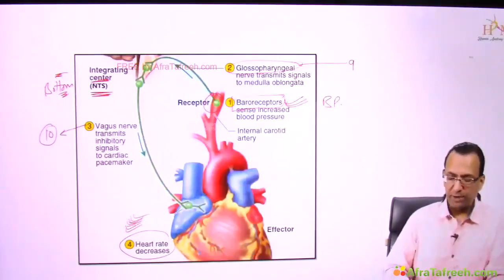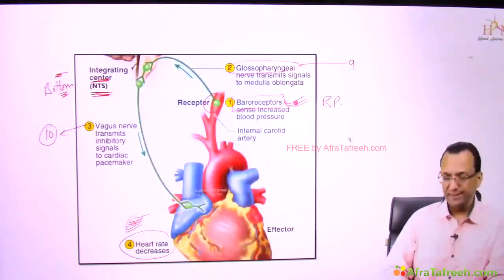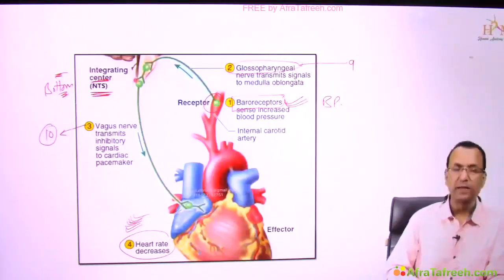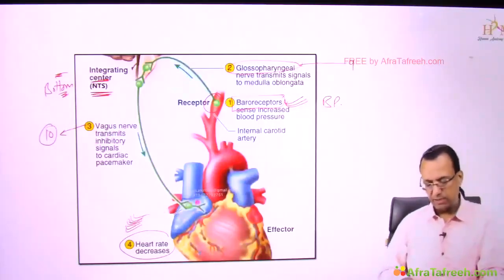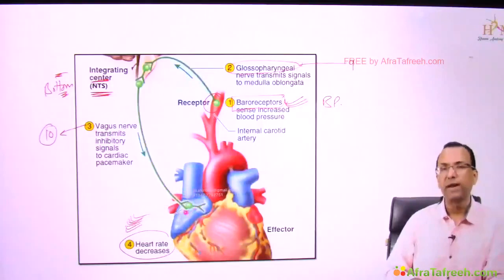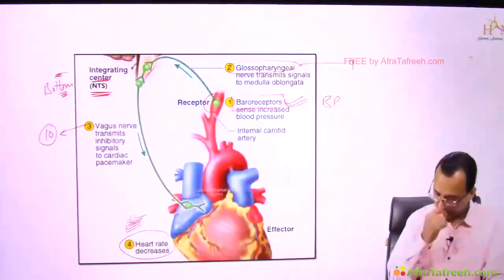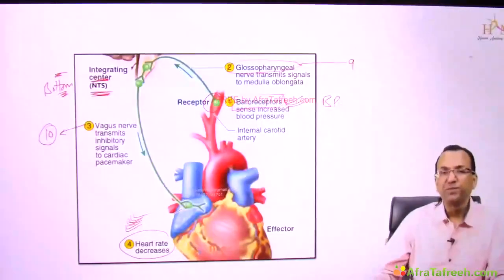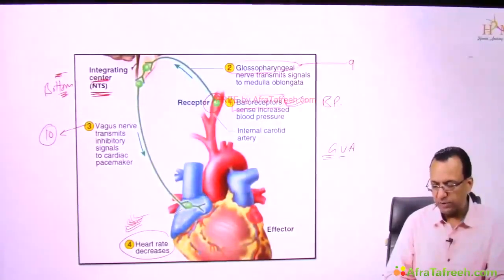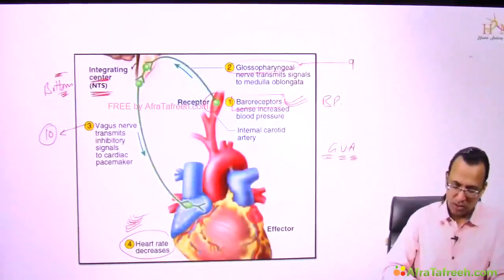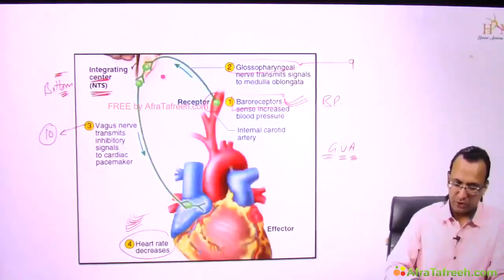So high blood pressure was detected by the baroreceptor, the carotid sinus, carried by the ninth nerve towards the bottom of the nucleus tractus solitarius, which will then tell the vagus nerve to go and cause cardio inhibition. As there is cardio inhibition, there will of course be a fall in the blood pressure. This is GVA, general visceral sensation coming to the nucleus tractus solitarius. That is GVA.